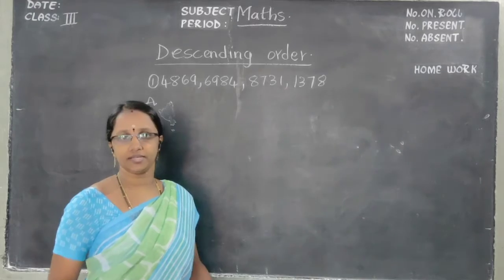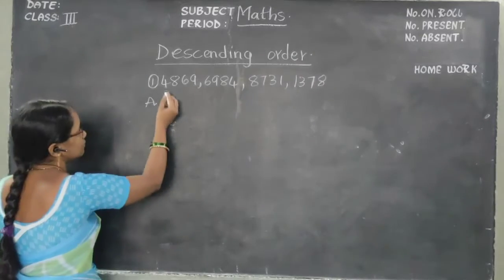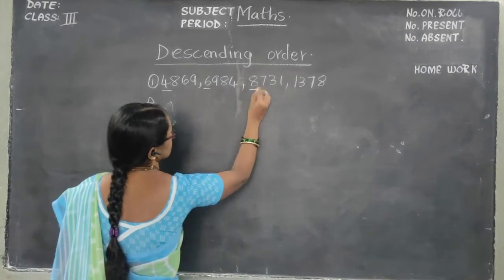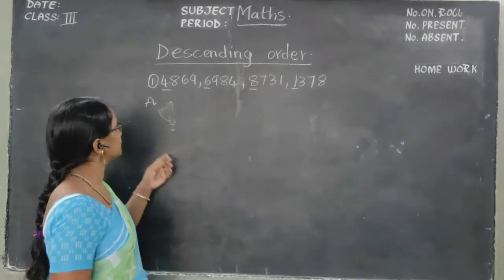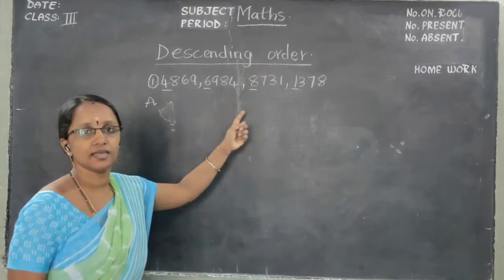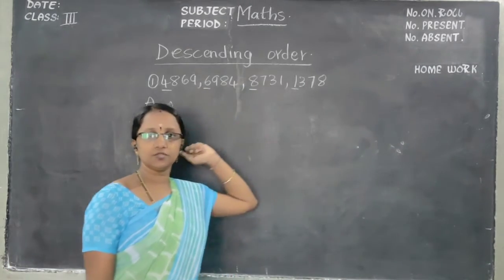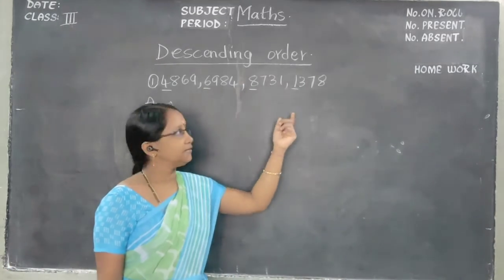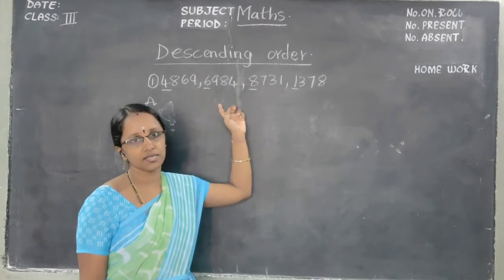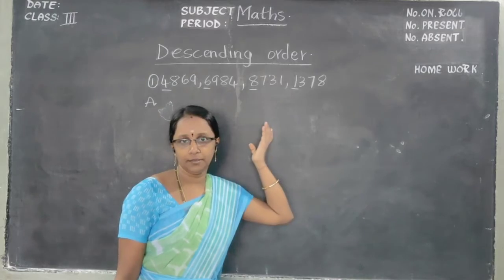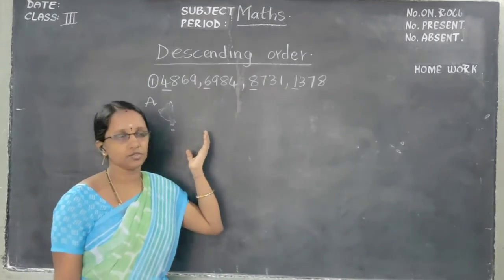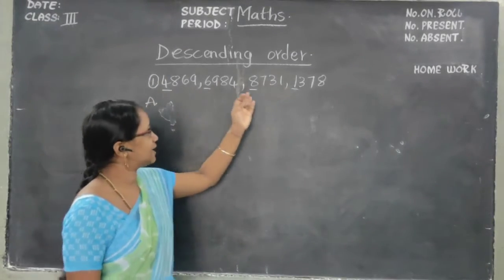As I told you in ascending order, you have to see the first numbers. What are the first numbers? 4, 6, 8, 1. With this 4, 6, 8, 1, you can know. If the numbers are same, then you have to see the second one. But here, first numbers are only different numbers. So with this we can come to know.